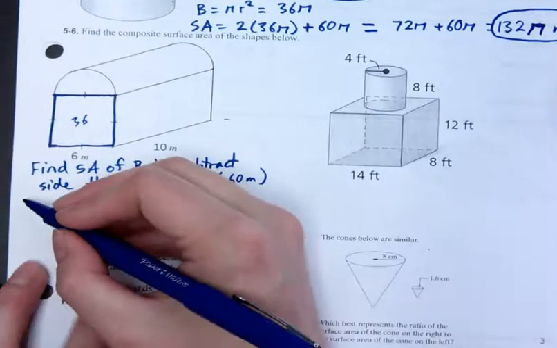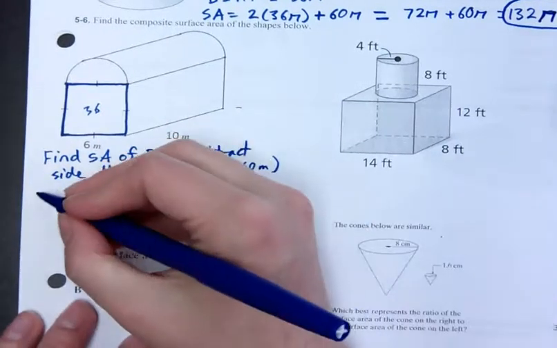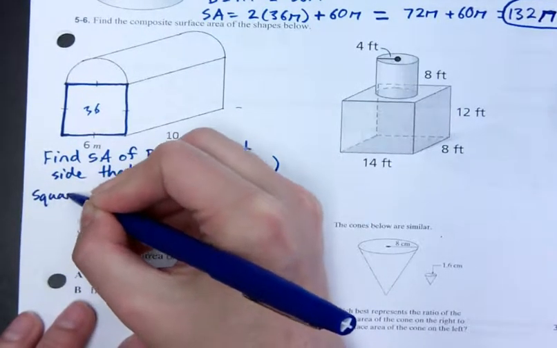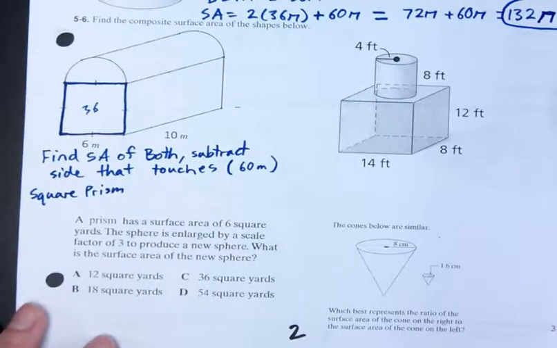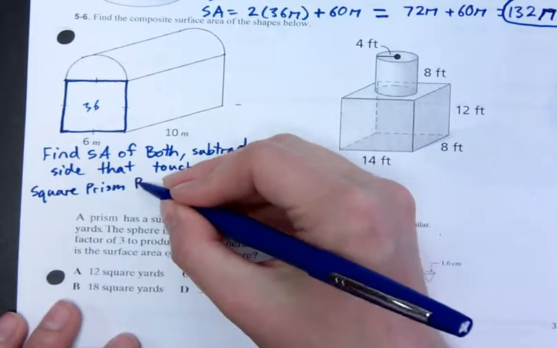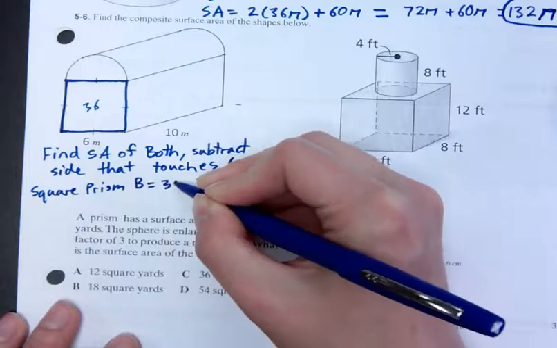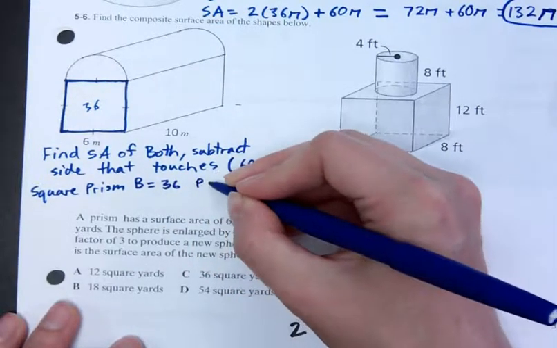Okay, so let's do our square prism first. They did not leave us much room to work this out. And they just asked for surface area, not lateral area. So we can do the base equals 36, just 6 times 6. The perimeter would equal what?